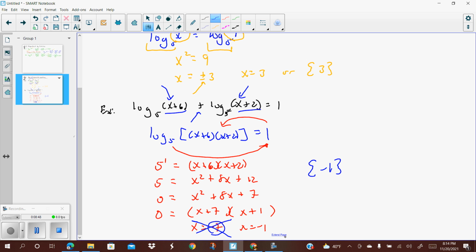So again, condense the logs in that case. Since I have 2 logs on one side and a constant on the other, condense it and then change it into an exponential.